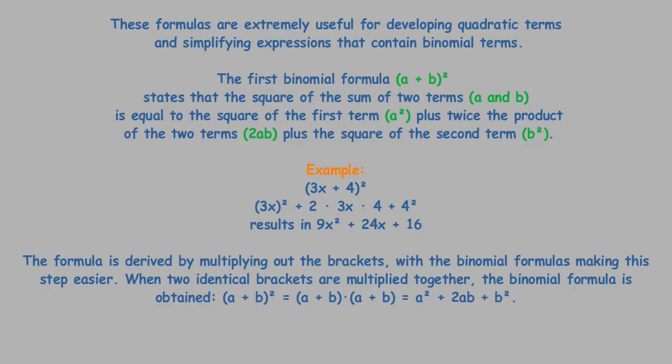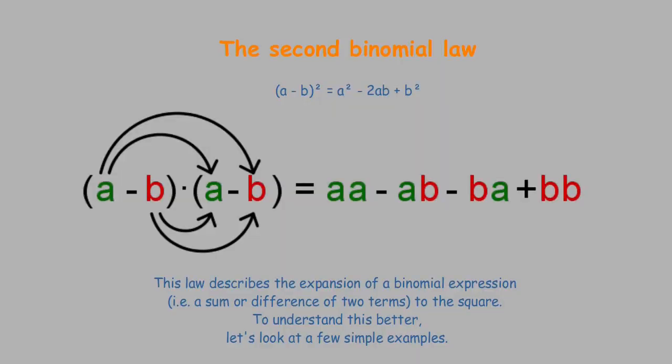The formula is derived by multiplying out the brackets, with the binomial formulas making this step easier. When two identical brackets are multiplied together, the binomial formula is obtained: (a + b)² = (a + b)(a + b) = a² + 2ab + b². The second binomial law is (a - b)² = a² - 2ab + b². This law describes the expansion of a binomial expression, i.e. a sum or difference of two terms, to the square. To understand this better, let's look at a few simple examples.